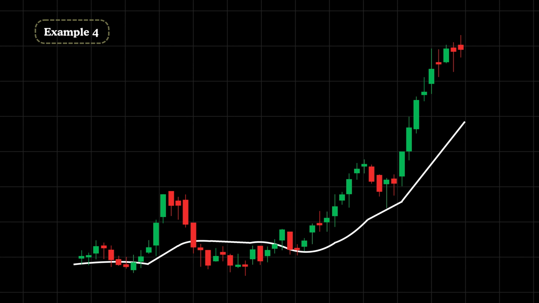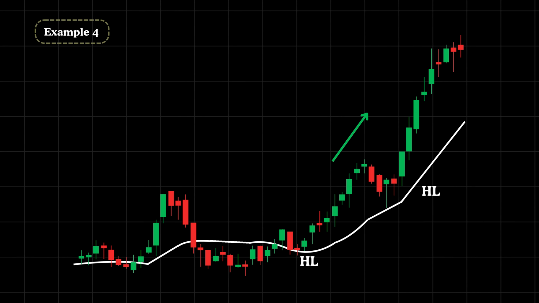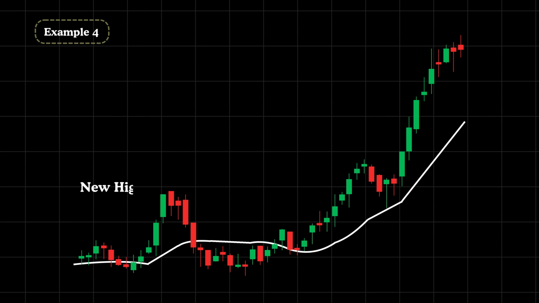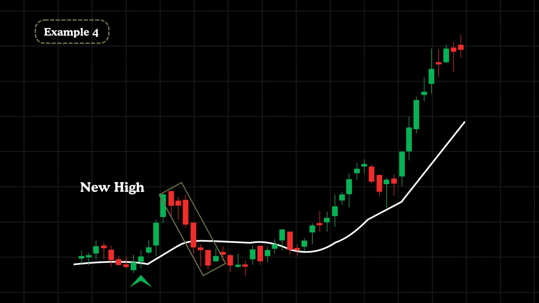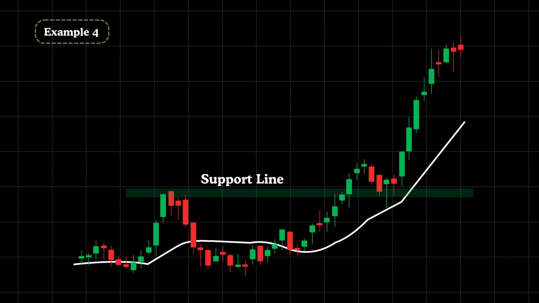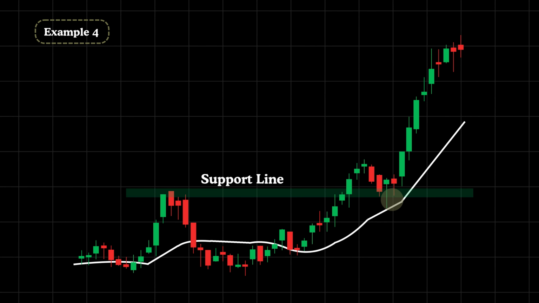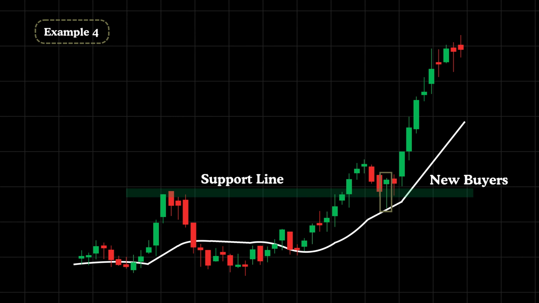In the next example, the price moves upward in the uptrend while still forming higher lows. Once the price makes a new high, existing buyers in the market book their profits, creating a small corrective move in the price. A support line then appears on the chart at the previous high level. When the price touches this support line, new buyers step in again, producing a hammer candle on the chart.